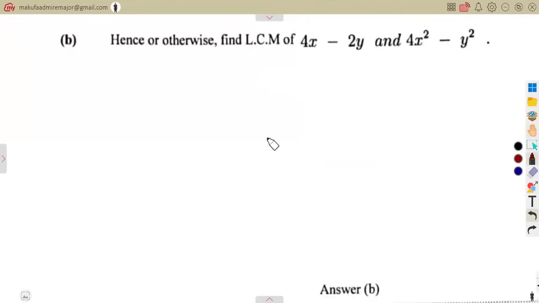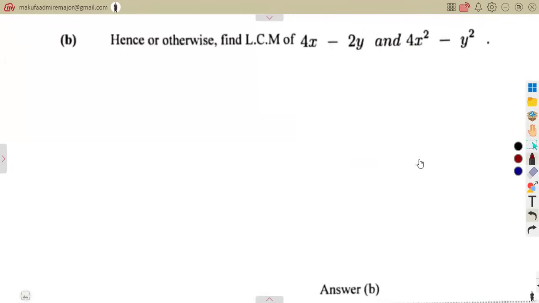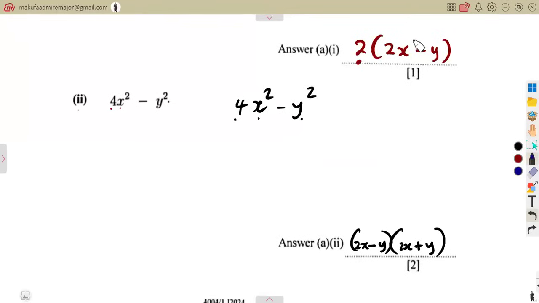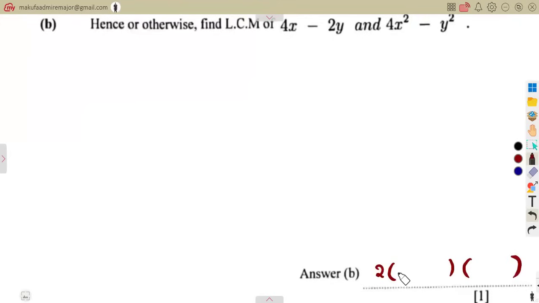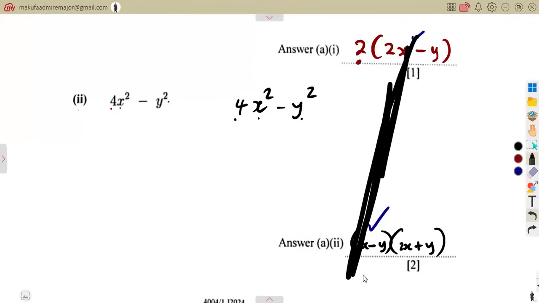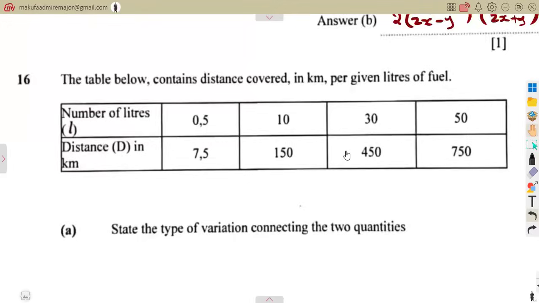Then from there, hence or otherwise, find the LCM. Hence is simply a continuation from what we are given. For the LCM, remember, you are supposed to consider all the terms. We have got the 2, which we consider outside of the bracket. So we consider the 2 and the two brackets that we are given. Remember, this is the same bracket, 2x minus y, so we are not going to write it twice. You just write it once, 2x minus y, and there is another bracket of 2x plus y. Remember, the HCF is the common bracket, 2x minus y, the common term, but for the LCM you take every term that you are seeing there.